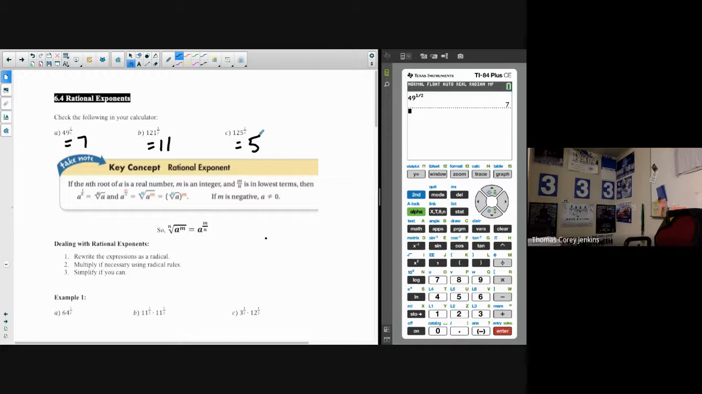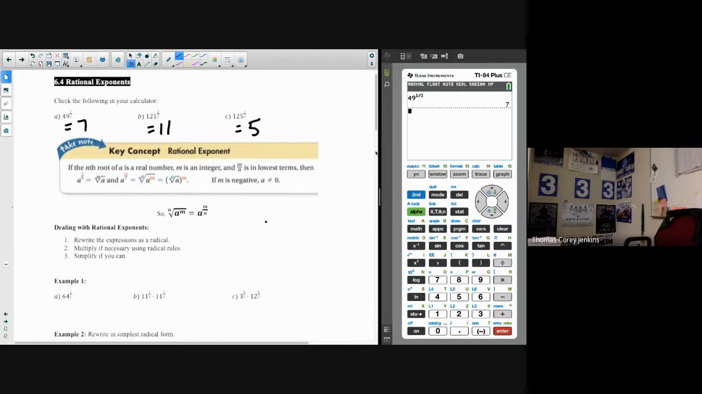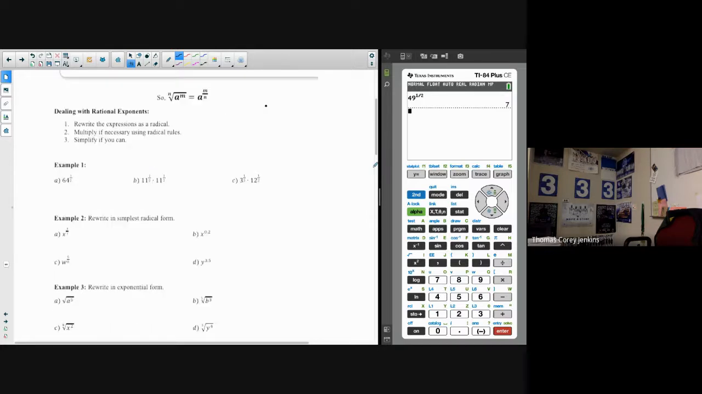So the deal is that it says if the nth root of a is a real number, m is an integer, and m over n is in lowest terms, then a to the power of 1 over n is equal to the nth root of a, right? So 7 is equal to the square root of 49, and 5 is equal to the cube root of 125, in other words. All right, so on that note, we'll take that little tidbit and apply it to some examples.